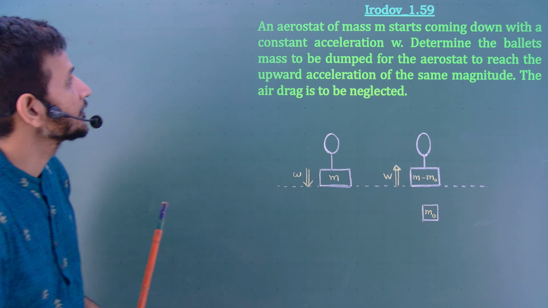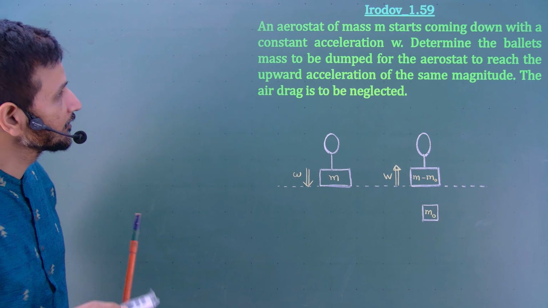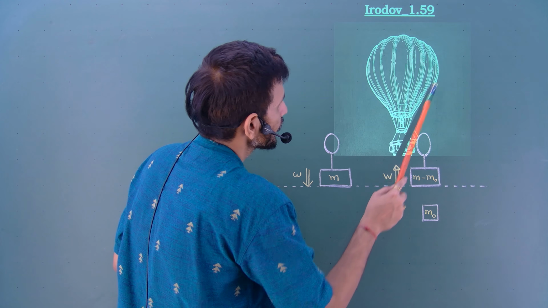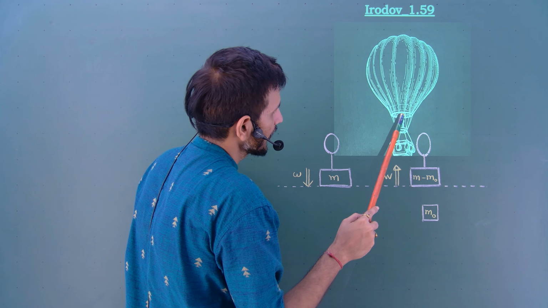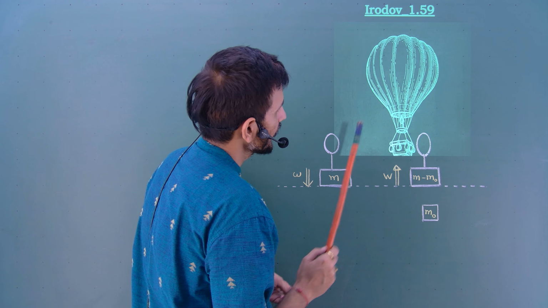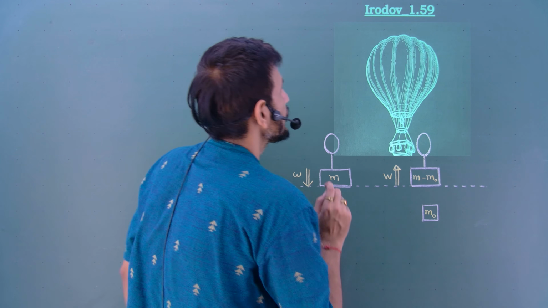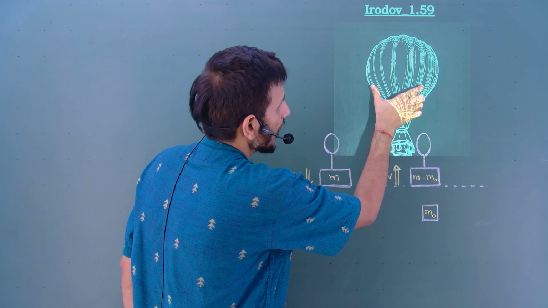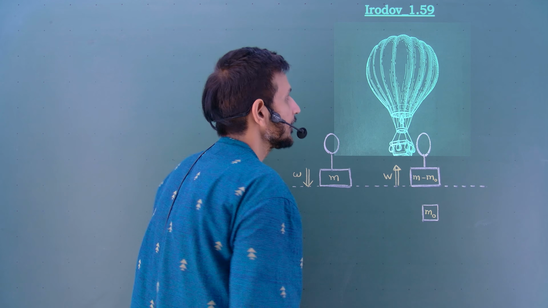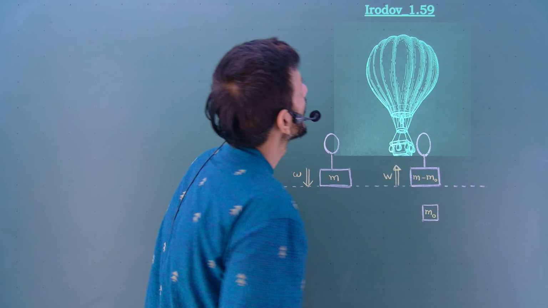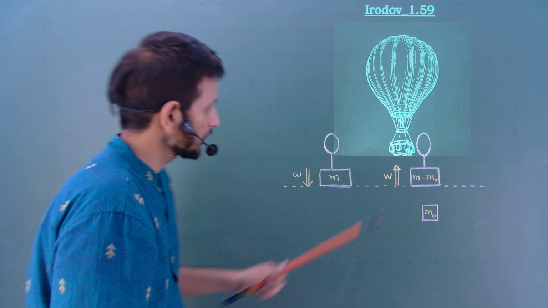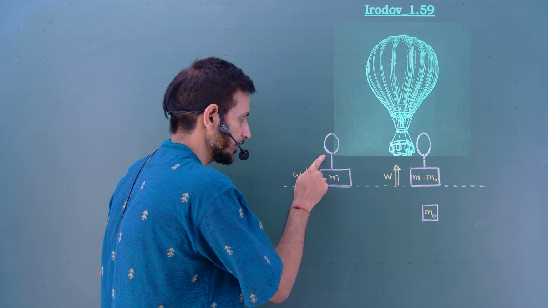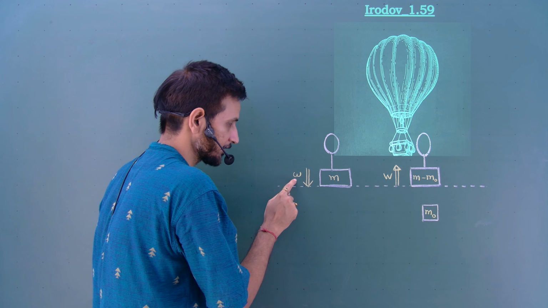What is the question? There is an aerostat. What is an aerostat? Let me see the figure of an aerostat. This is called an aerostat. There is a hot balloon of very big size connected to a load. Now, due to the buoyant force of air, there is an upward force on this balloon, and this buoyant force depends only on the volume of this balloon. So there is a load m, and initially this aerostat is going down with a constant acceleration w.